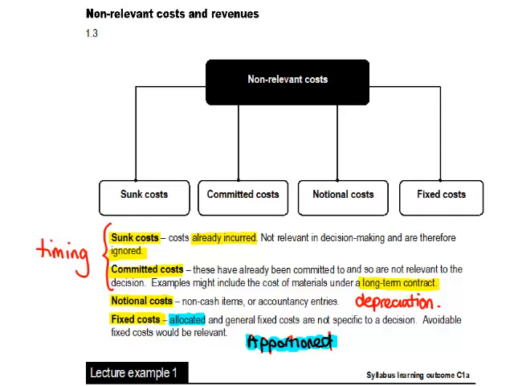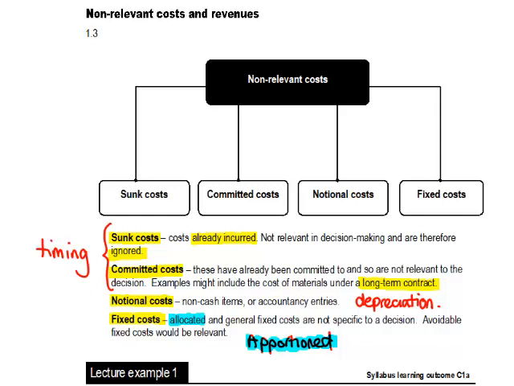For example, it might be some head office costs that have been shared out across a number of cost centres, and the head office cost has not changed as a result of the decision that's being made. So it's not incremental, and therefore we're going to ignore it in our relevant costing.